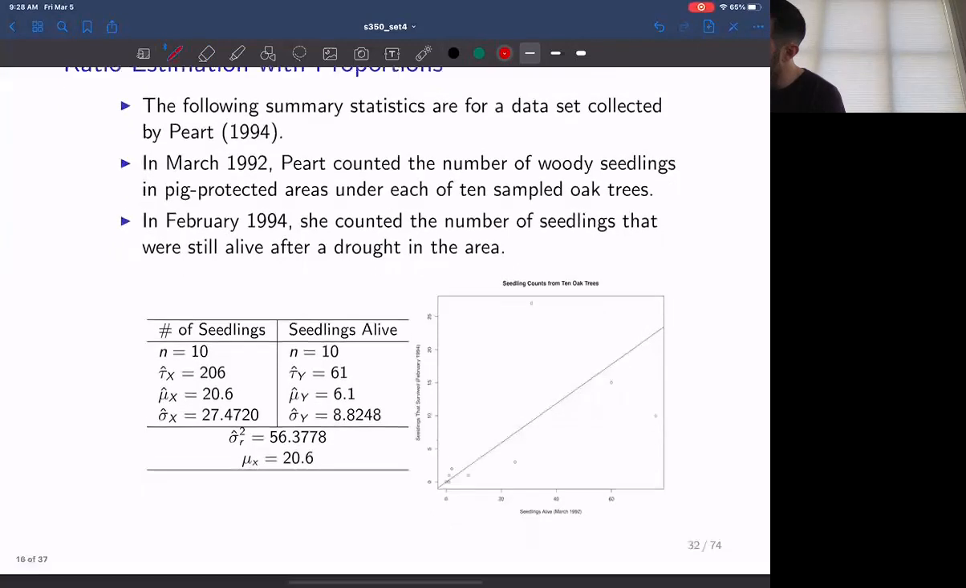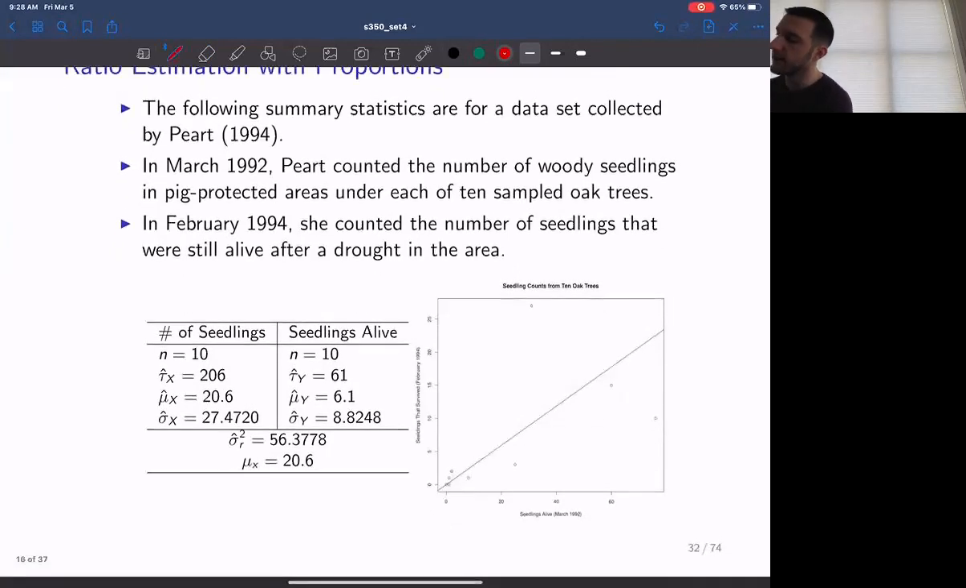All right, so in 1994, she then counted the number of seedlings that were still alive after a drought in the area. So she went back to the same 10 trees and counted how many seedlings were still alive. So we have X, which is the seedlings alive, and then we have Y, which I have written as the number of seedlings that survived in 1994.